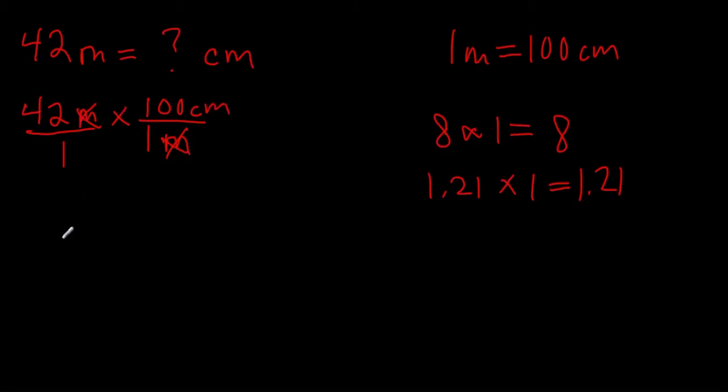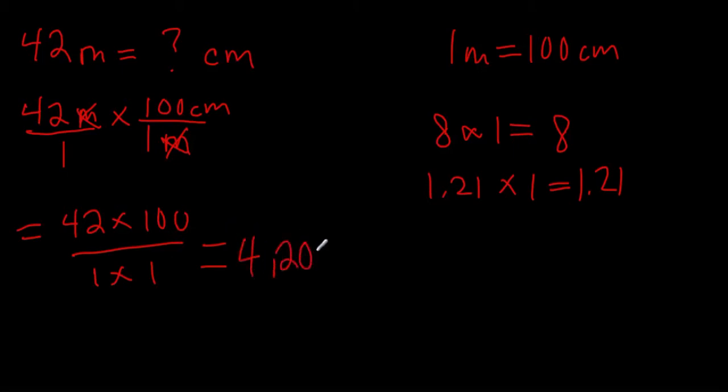Now to finish this, that's going to be the same thing as 42 times 100 divided by 1 times 1. In this step I will probably not even write anymore, because it's so easy to recognize that 1 times 1 is 1, and dividing anything by 1 is just the same number. When I do this, I end up at 4,200 centimeters. Again, pretty easy, but it lets us see how to use the factor label method and get very comfortable with it.